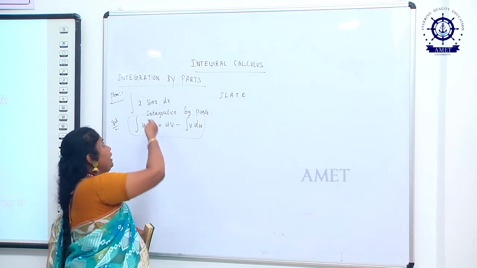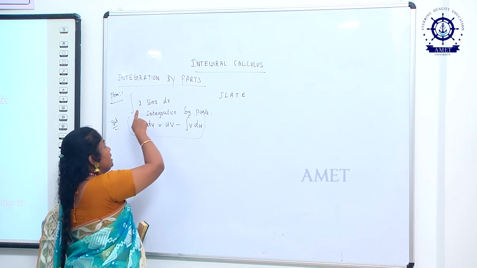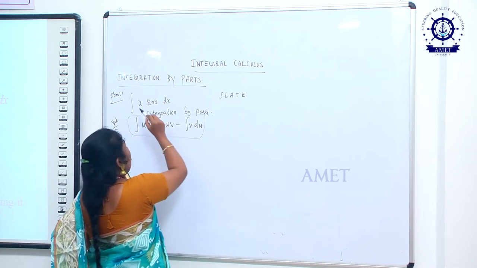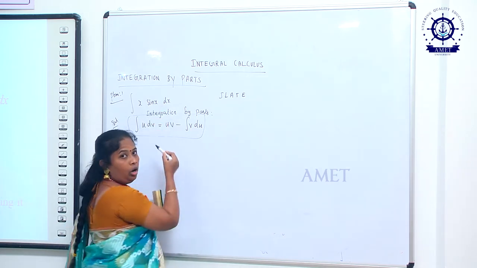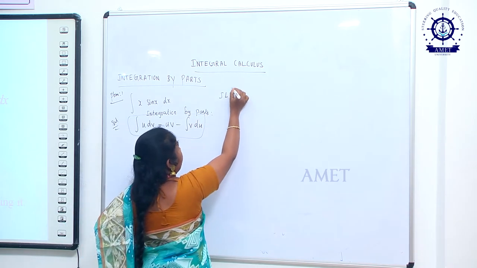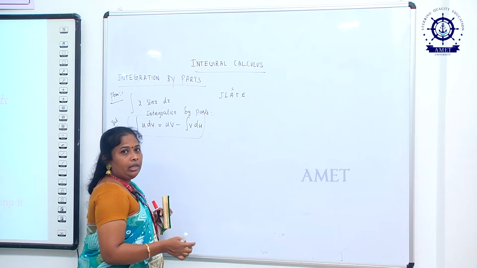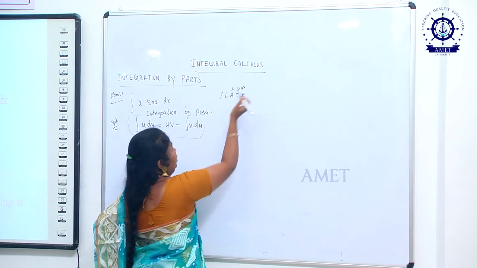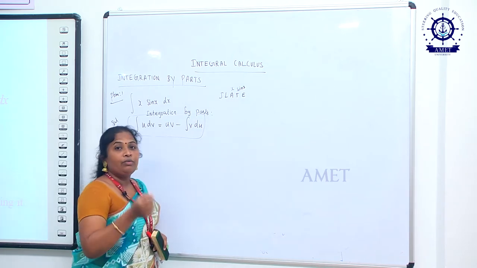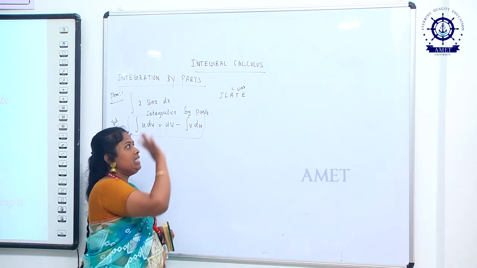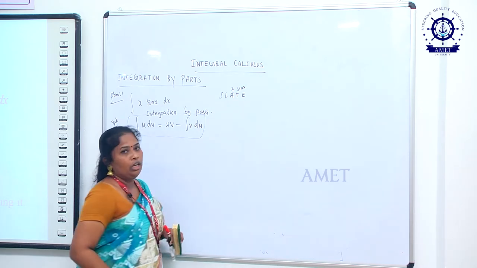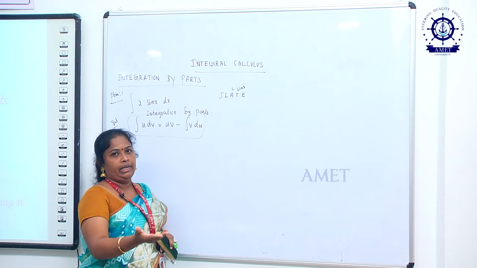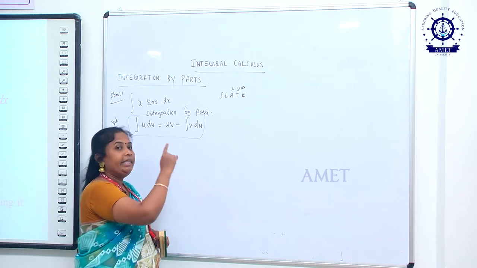First, you take and write what your question is: x and sin x. x is called an algebraic function. You write it on top of this ILAT. So where do you place x? x is called algebraic, so you place it on top of A. Sin x is called a trigonometric function, so you write it on top of T. Next, which function will appear first in this ILAT? x appears first, so that function you should select as u. The remaining function, the second function, you should select as dv.